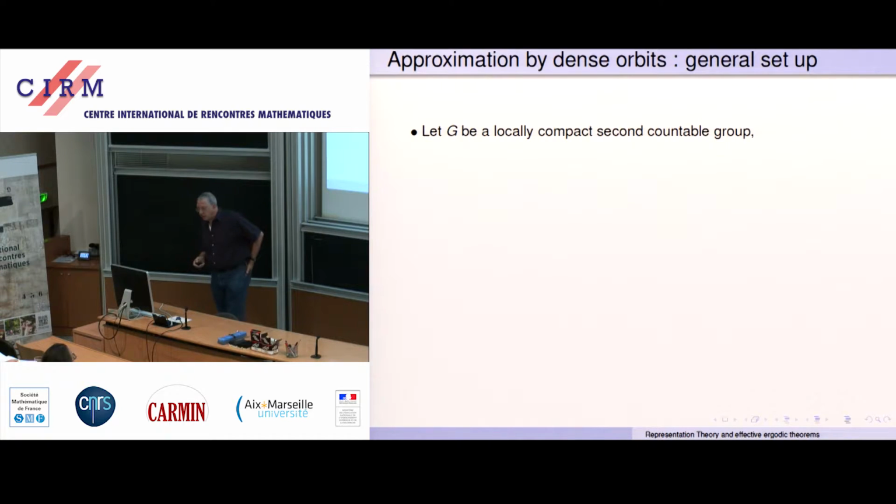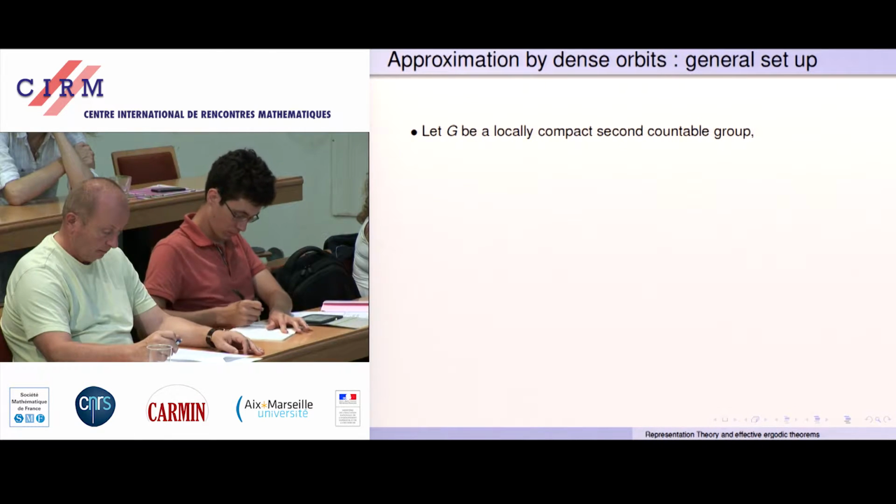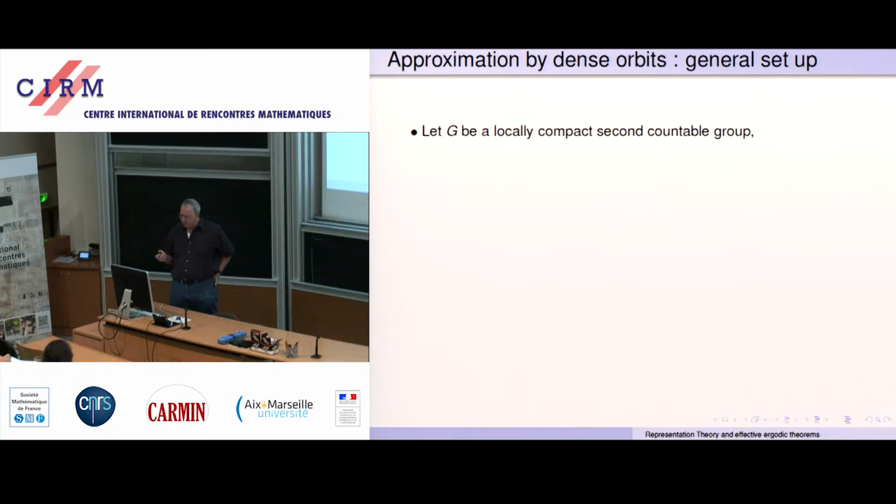Okay, so now we're going to pass to an application of all these spectral estimates. I put a lot of emphasis on the idea that if you have representations of G, they can be tempered when restricted to H. Now, why are we interested in this property? In order to explain this, let's talk a few minutes about one of the most fundamental problems in ergodic theory. And this is the problem of approximation by dense group orbits.